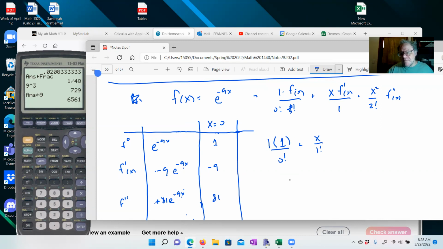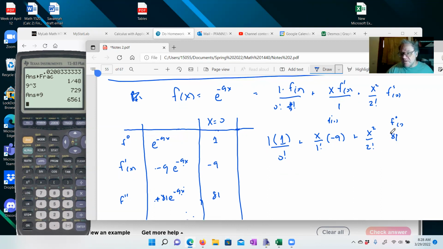And then we're going to plug in, well, what's f prime of x at 0? This was negative 9 because we're matching up the slopes. And then plus we have x squared over 2 factorial times f double prime at 0. So f double prime at 0 was 81. We are matching up the second derivatives here.